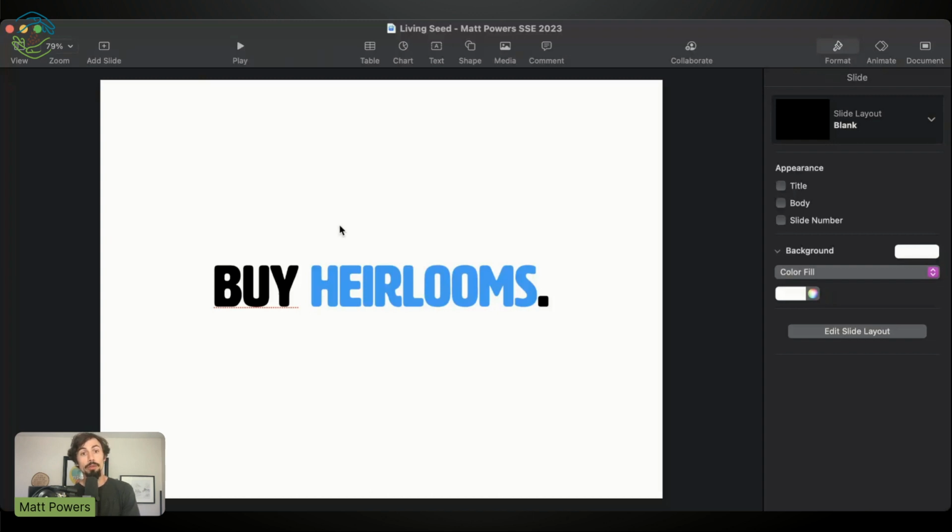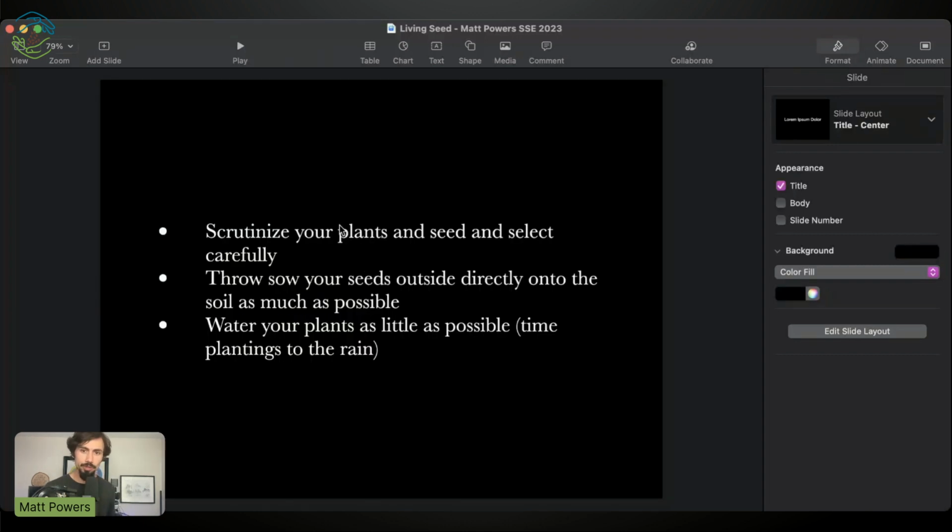But look at those seeds first, and then start working on the analogs, and then start working on the things that you love, that you want to grow, that are expensive, and you want to save money and grow something better than you ever could get in a store. So scrutinize your plants and seeds and select carefully. Sow your seeds outside directly on the soil as much as possible.